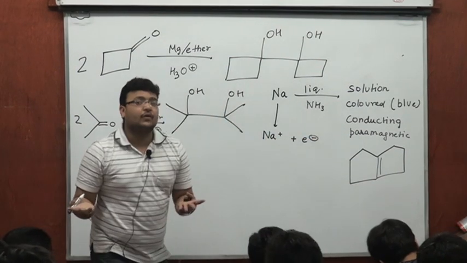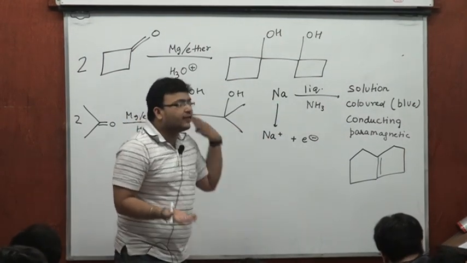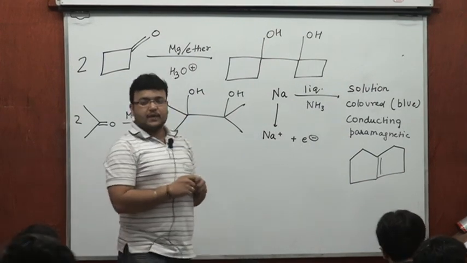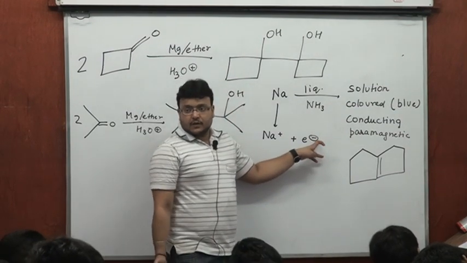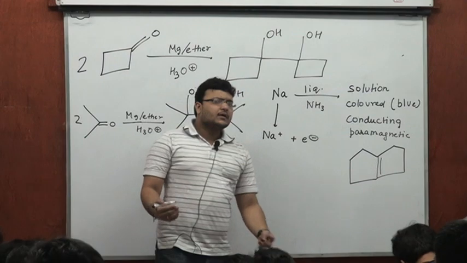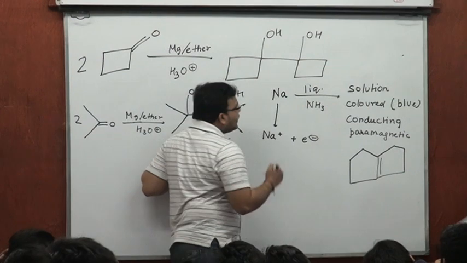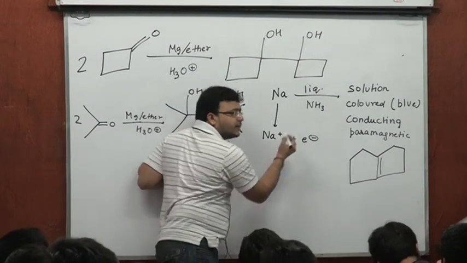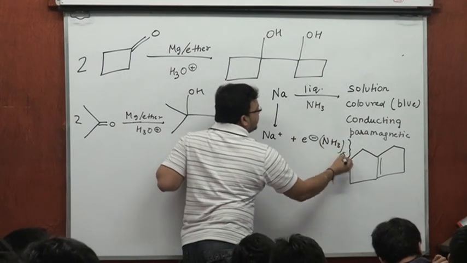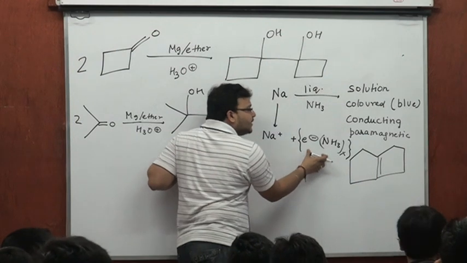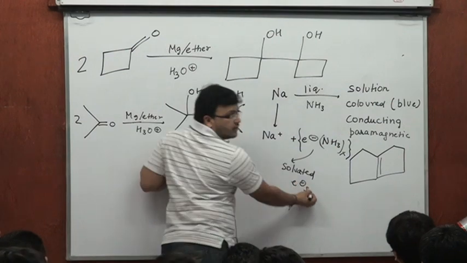And again what I said before, in a polar protic solvent, the solvent will take care of the charged species because it's polar, it's protic. It will solvate Na plus as well as e minus. In this case, our focus is more on these electrons. So x sodium atoms producing x electrons would need x ammonia around them, and ammonia solvating these electrons would be called solvated electrons.